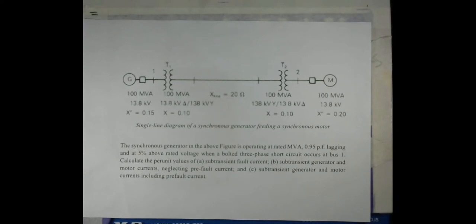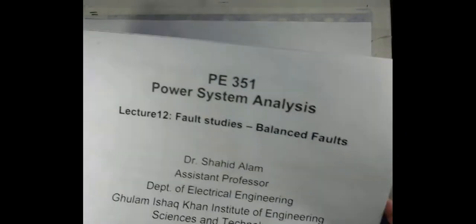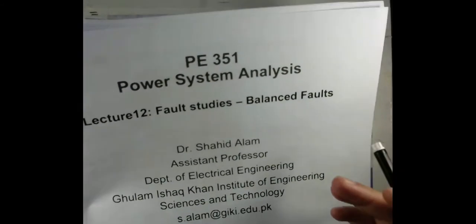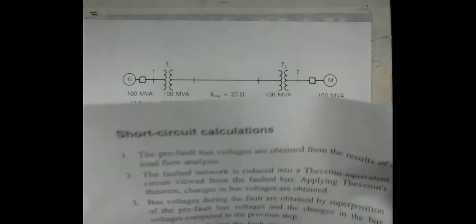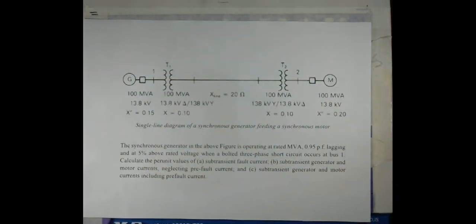As I mentioned, we have theoretically discussed balanced types of faults and how to analyze a particular network when a balanced type of fault appears. One of the methods to analyze it is through the Thevenin equivalent network. So let me follow all these steps to make the concept more clear to you, and I will solve this particular problem.